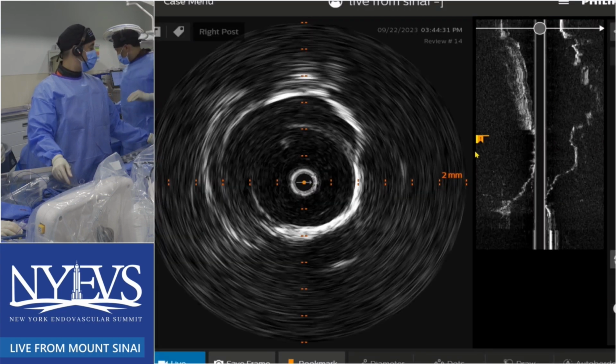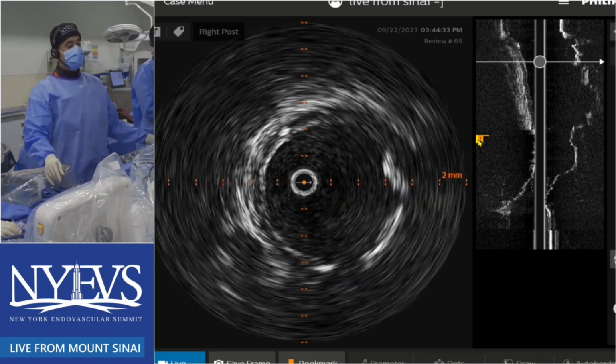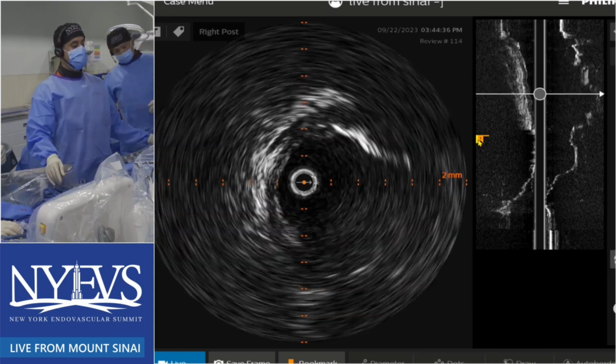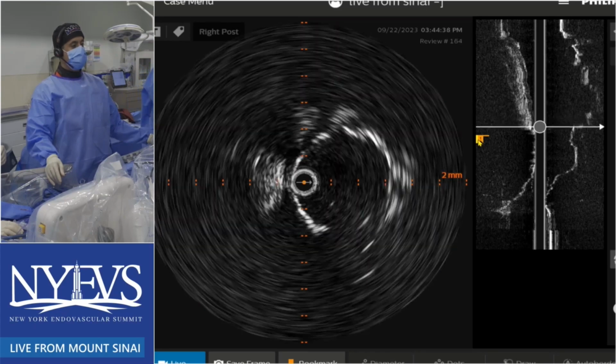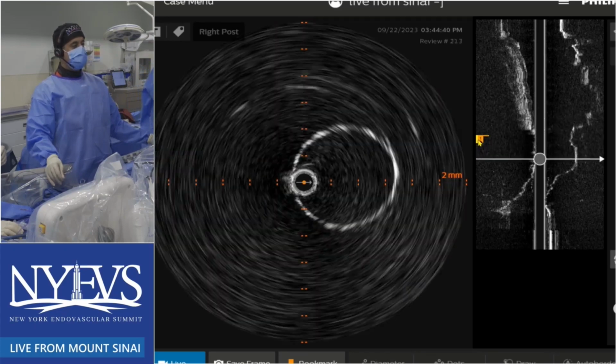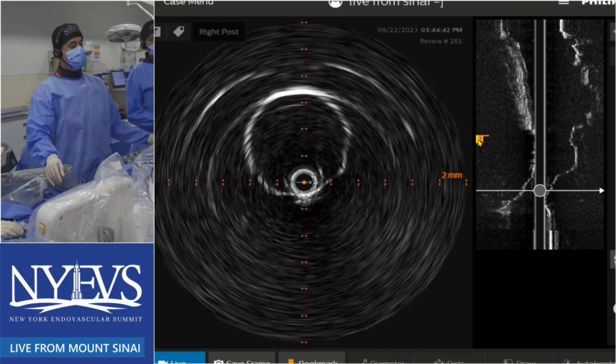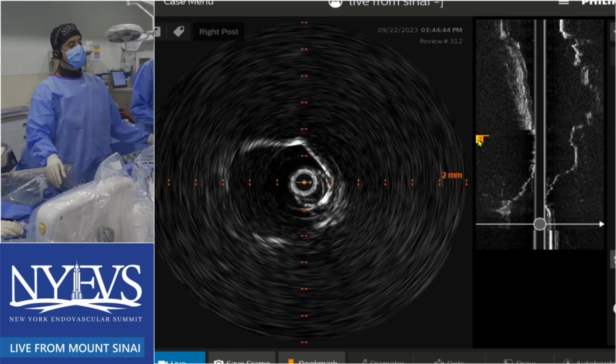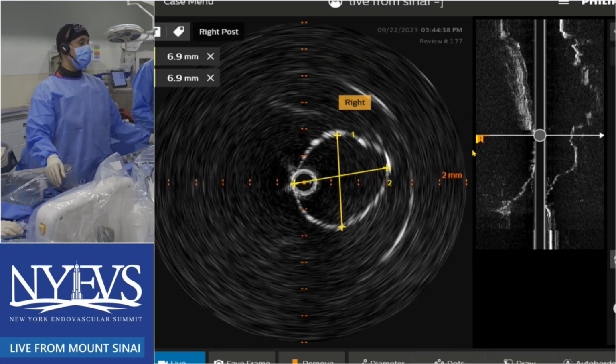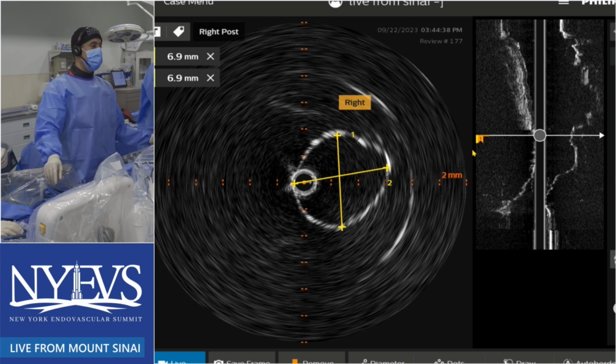Perfect, and this is the right side? This is the right side. You can see it's right at the bifurcation. The stent is well expanded, but again, it was a little bit underdilated. So we actually went with a 9.0. You can see it's like a 7.0 distal measurement, 6.9 to 6.9. So we did go up a little bit more aggressive with a 9.0 balloon.